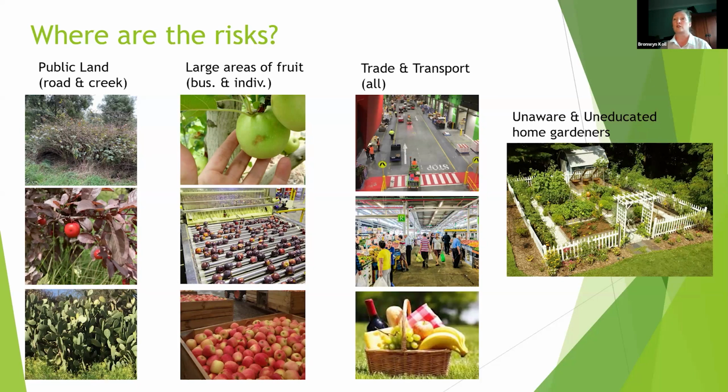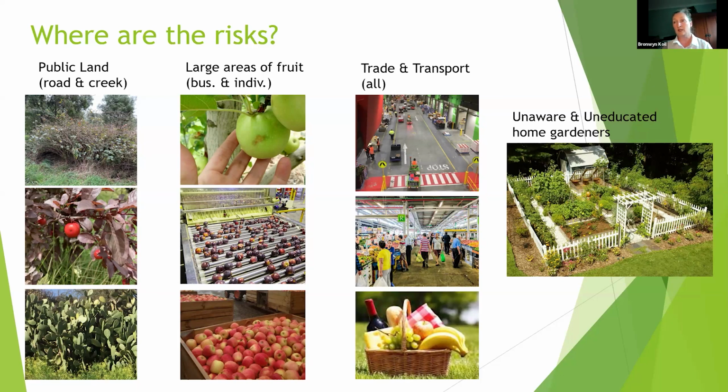Anywhere where there's the trade and transport of fruit is a high risk practice for managing Queensland fruit fly. So it could be a picnic basket with an infested apple. It could be at a local market, retail market, or it could be at the wholesale markets. All of these locations, environments, and practices are a risk for Queensland fruit fly.